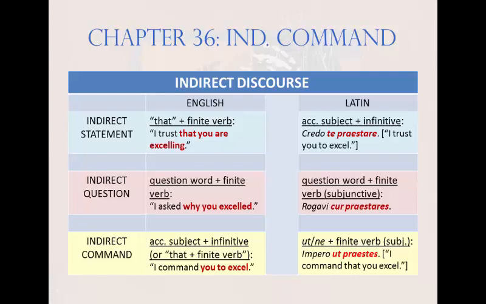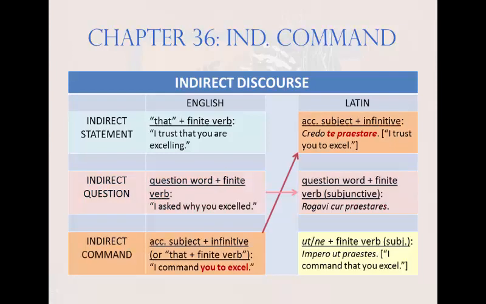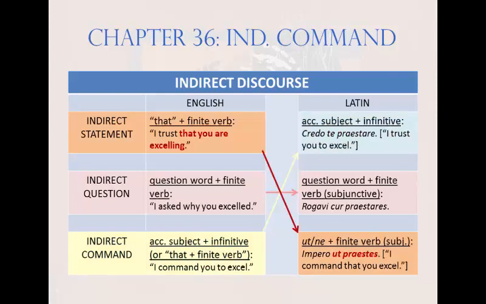The differences and similarities are telling. Indirect question in Latin and English is formed essentially the same way, question word plus finite verb, only Latin uses the subjunctive because it has a subjunctive. Indirect command in English prefers an accusative plus an infinitive. You order someone to do something, which is identical to the way Latin forms indirect statement. You trust someone to do something. Very different from English indirect statement, which uses a subordinating conjunction, that, followed by a finite verb, the same way Latin forms indirect command. Get it?